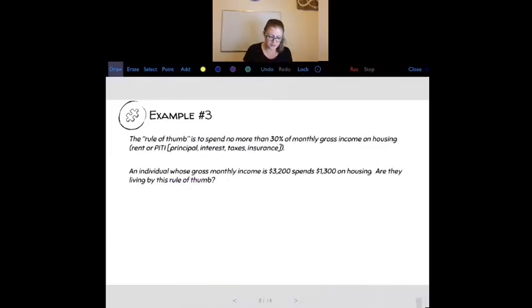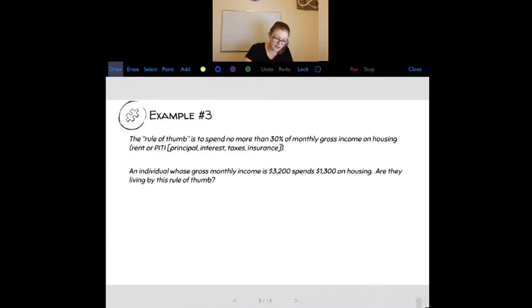Example 3. So the rule of thumb is to spend no more than 30% of monthly gross income on housing, which means rent or what you might hear as PITI, which is principal, interest, tax, and insurance, or mortgage payments. Okay. An individual whose gross monthly income is $3,200 spends $1,300 on housing. Are they living by this rule of thumb? So you may see problems similar in the homework, but this is an actual rule of thumb that you can look at. It varies. Sometimes the percentage is lower if it's talking about net income.